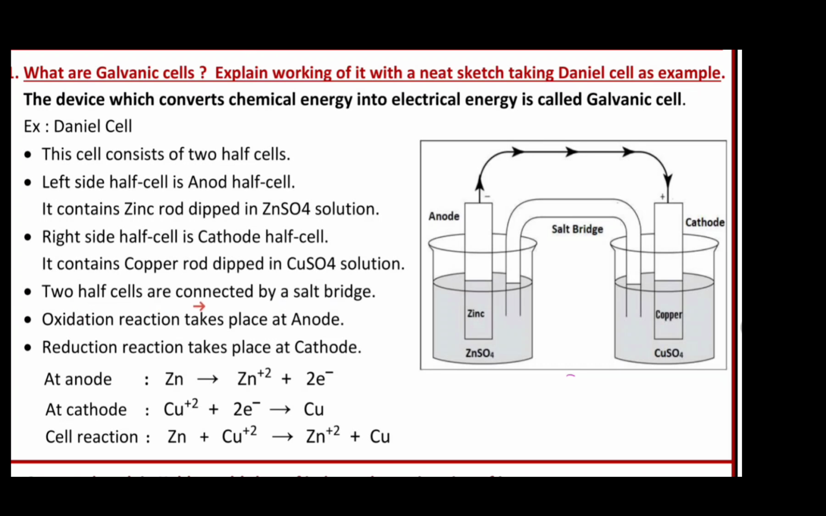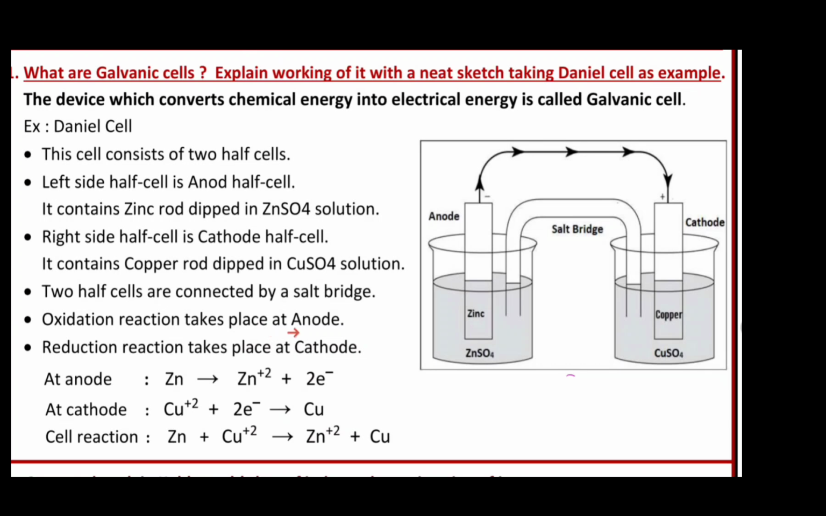The two half cells are connected by a salt bridge. The first half cell which consists zinc sulfate solution and second half cell which consists of copper sulfate solution. These two are connected by a salt bridge, and this anode and cathode are connected with an external wire.